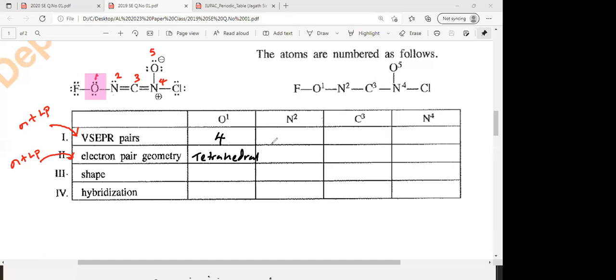Then next, the shape around oxygen will be what? If everything is sigma bonding pairs, then the molecular geometry and electron pair geometry are the same. If there are no lone pairs, the shape and the electron pair geometry are the same. If there is at least one lone pair, the molecular geometry, that means the shape around that atom, and the electron pair geometry will be different. So the shape will be what? Angular, right, or bent. You can write angular, bent, or V shape. Hybridization will be sp3.